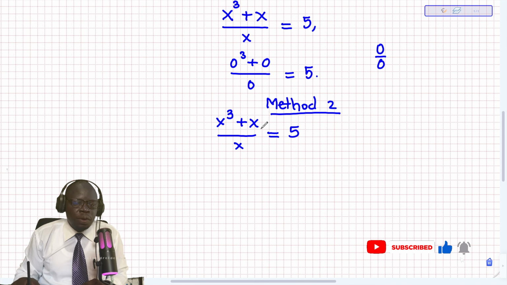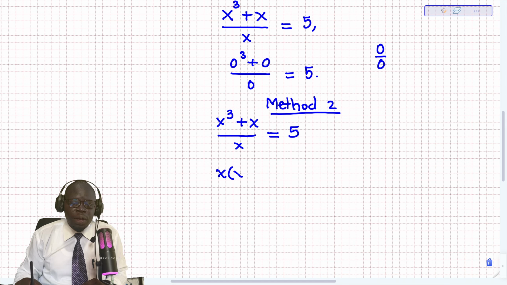Now from here, we simply factor out what is common from the numerator, and that is x. So we're left here with x squared plus 1 inside this bracket, because if you open up this bracket, you must get back our x cubed plus x. Then we have this x in the denominator, and this equals 5. Then we can get rid of this x. Cancelling out our x, we'll just be left with x squared plus 1 equals 5.